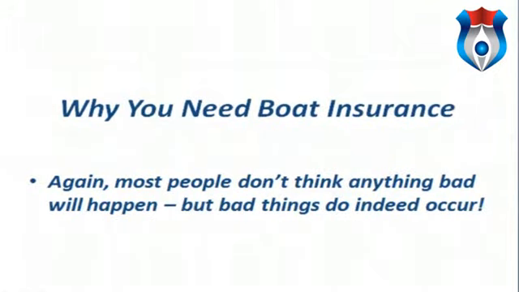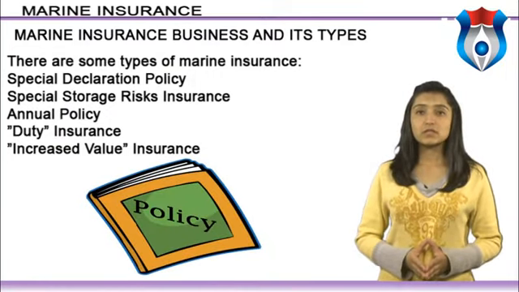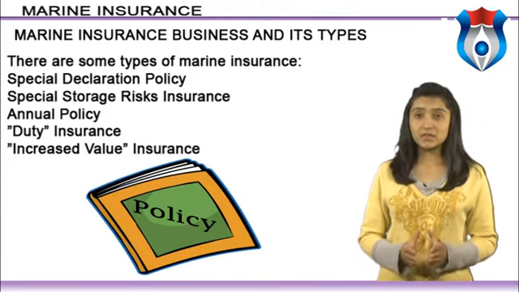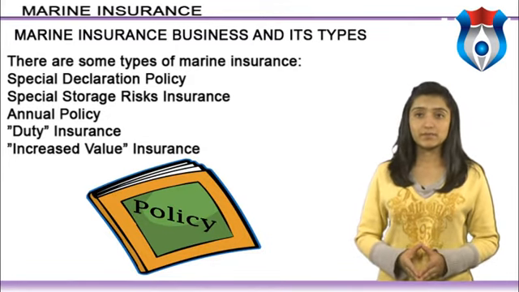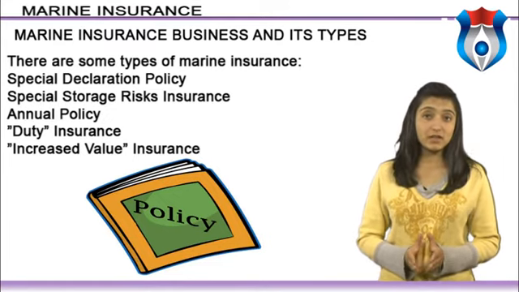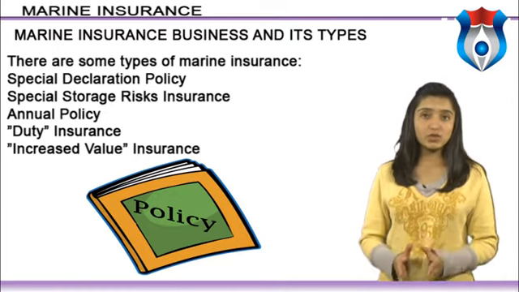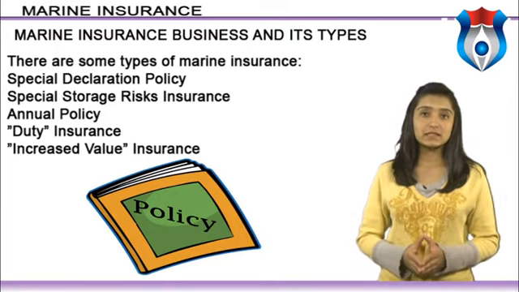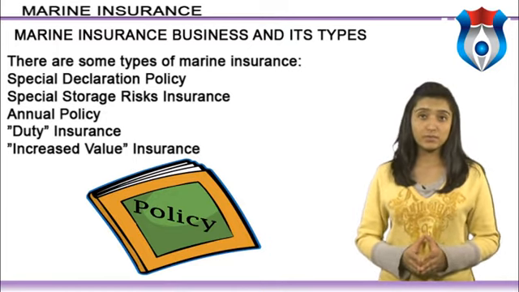Again, most people don't think anything bad will happen, but bad things do indeed. There are some types of marine insurance. A. Special declaration policy. This is a form of floating policy issued to clients whose annual estimated dispatches, that is, turnover by rail, road, inland waterways exceed INR 2 crore.